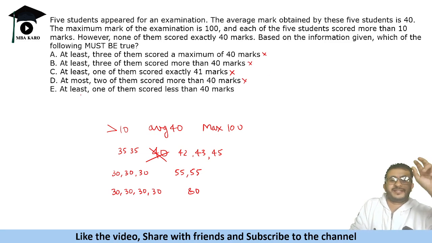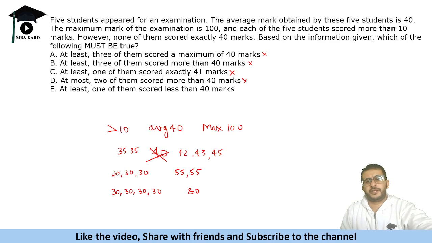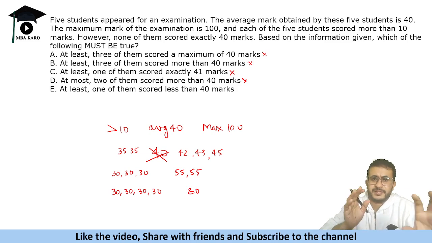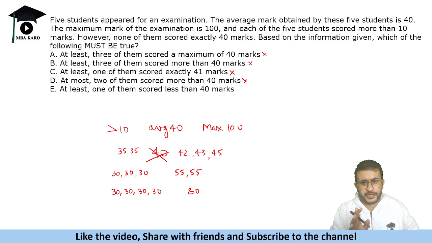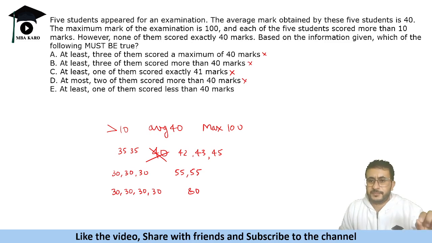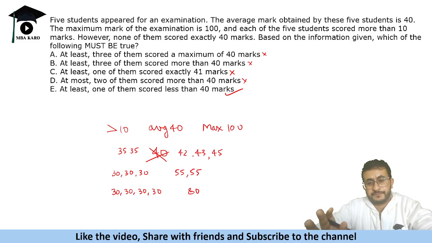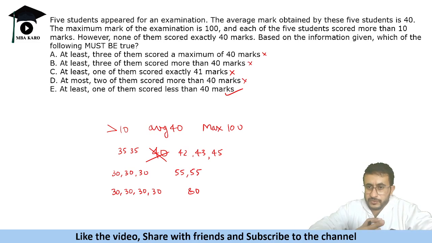Now the last option says at least one of them scored less than 40 marks. See, none of them is scoring 40 marks, and the average is 40. So that means the numbers are either less or more than 40. Some numbers have to be less than 40. Average is a balanced value. None of them is scoring 40 marks. So average means that someone should have scored less, someone should have scored more also. But at least one of them should have scored less than 40, because चार लोग अगर हम ऊपर कर देंगे, so in order to bring the average down to 40, we have to have some person scoring less than 40.